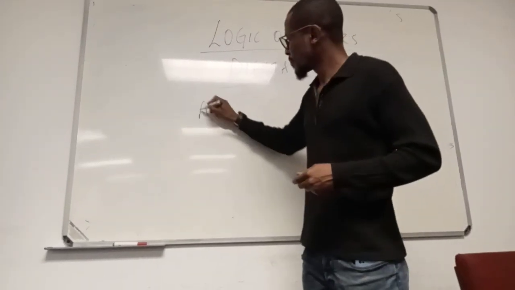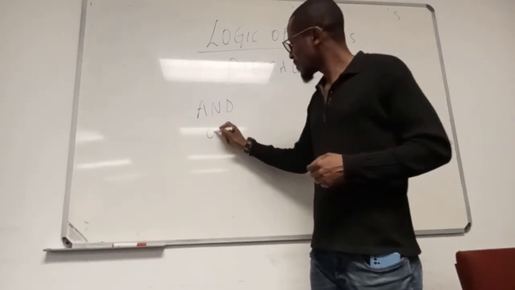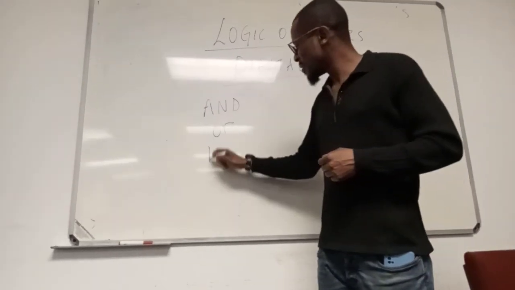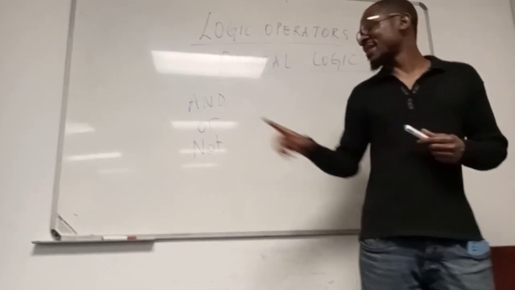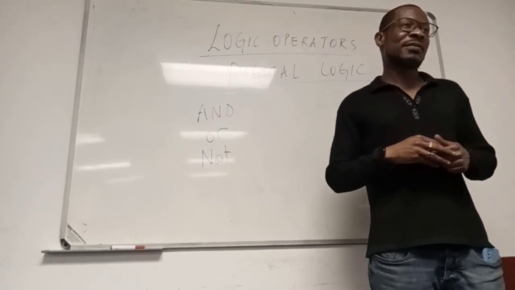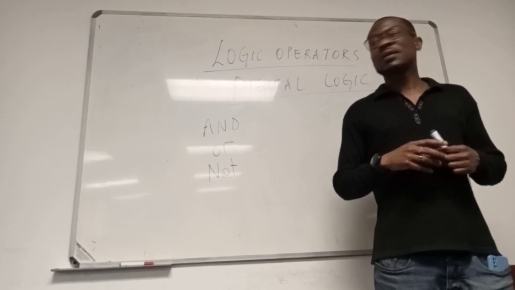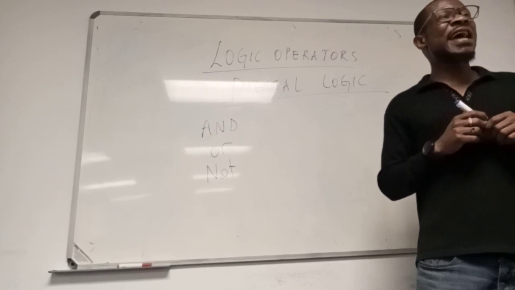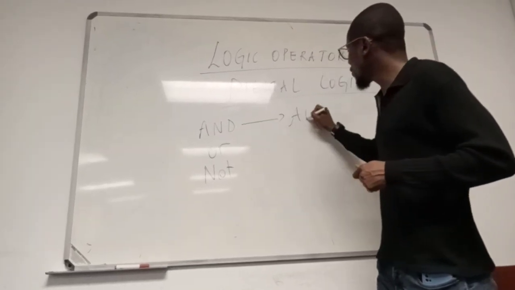There is AND, there is OR, and there is a NOT. This AND is what we are going to use the most. We call it the ending logic. We're going to pick the ending logic.